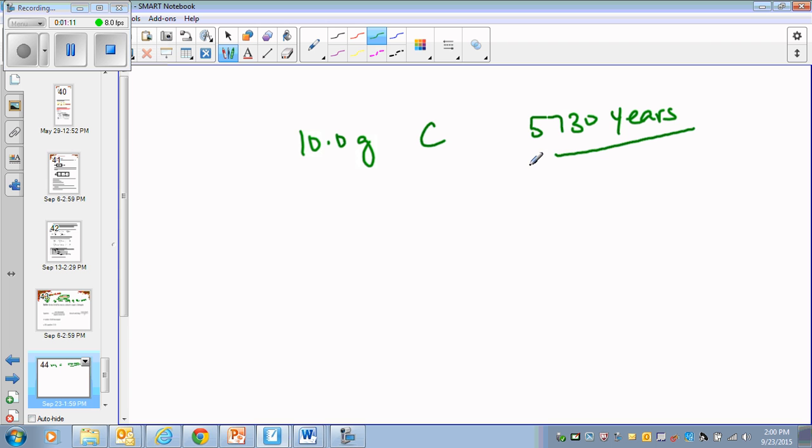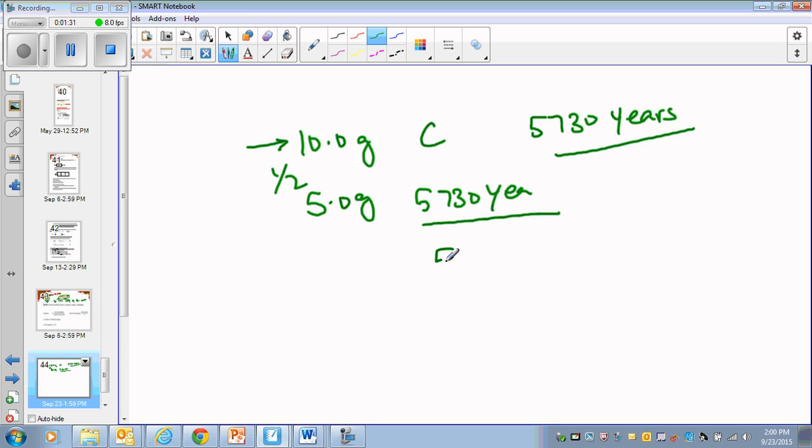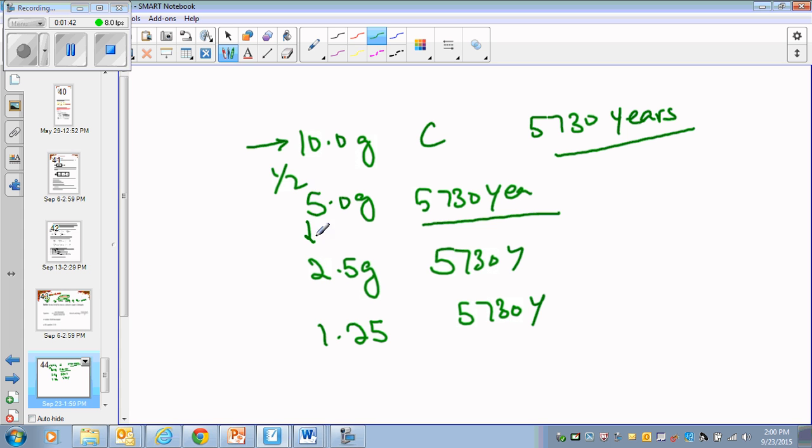That means it will take 5,730 years for that 10 grams that is sitting in my laboratory today to come down to 5 grams. You get my point? It's going to lose half of its mass in this period. Then another 5,730 years, it will be down to another half. Another 5,730 years, it will be down to another half. So the time it takes to lose half of the mass is called half-life.